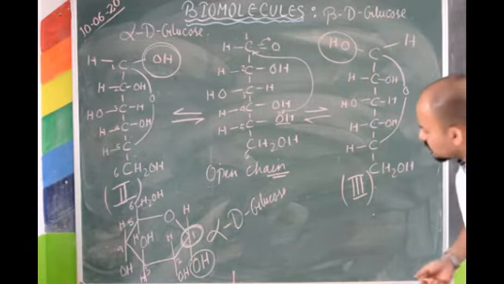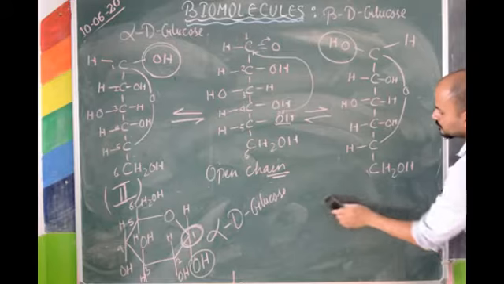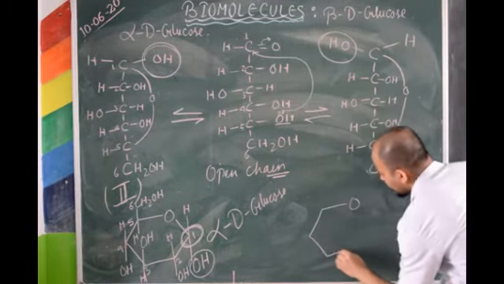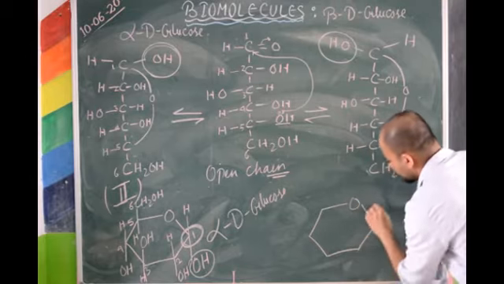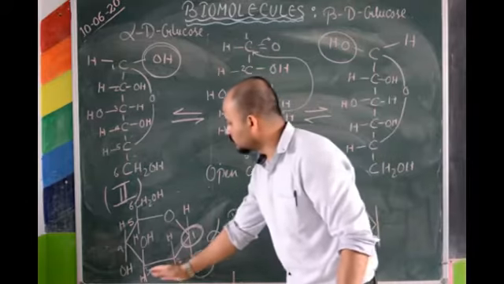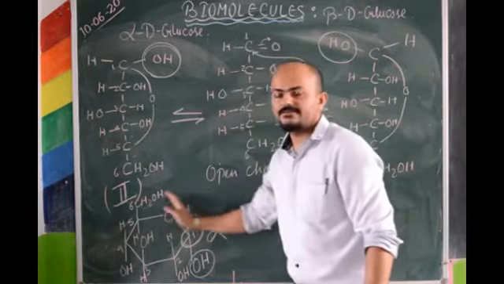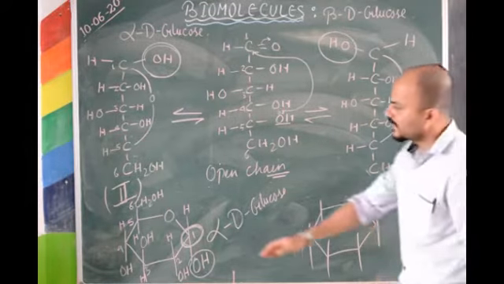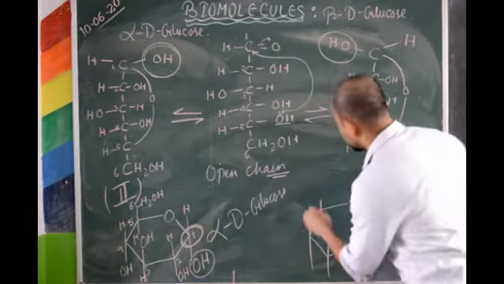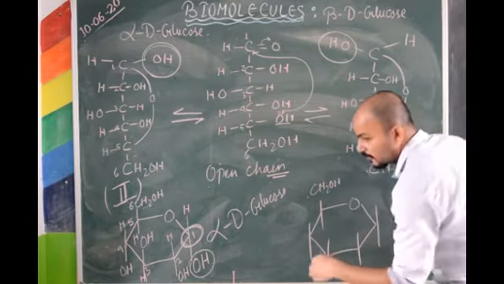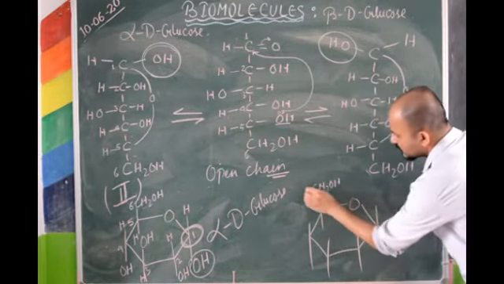So let me write the structure first. So the structure will be exactly same at carbon number 2, 3, 4, 5, 6, everything same, only differs in carbon number 1. So let me write whatever groups are present at carbon number 6. This is carbon number 6, CH2OH. So up, there is other way of writing it also. This is carbon number 6.